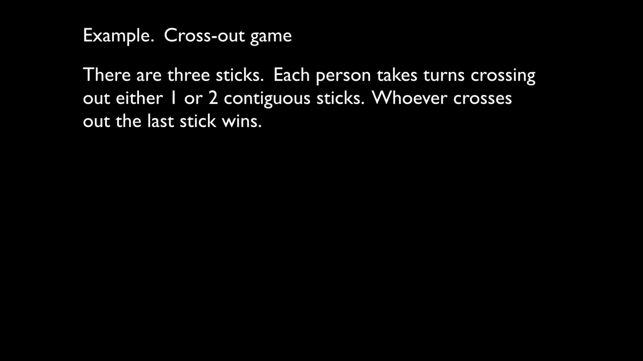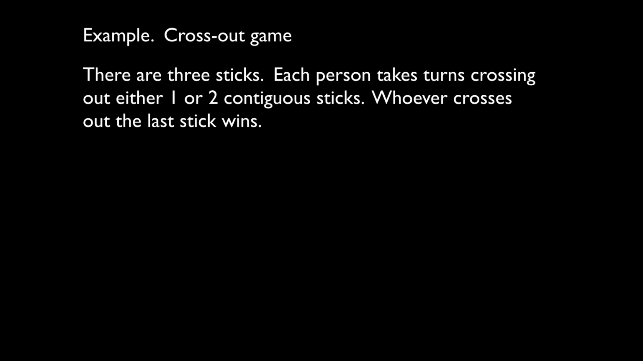Okay, how about this cross-out game? The way this works is there are 3 sticks. Each person takes turns crossing out either 1 or 2 contiguous sticks. Whoever crosses out the last stick wins. Okay, let's play it. You go first. So you can either cross out this one, or these 2, or these 2. See what I'm saying? Okay, go ahead.